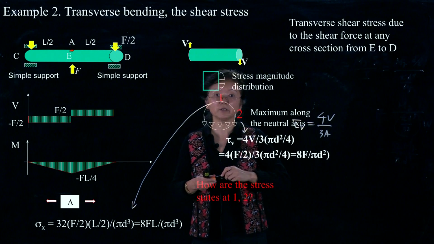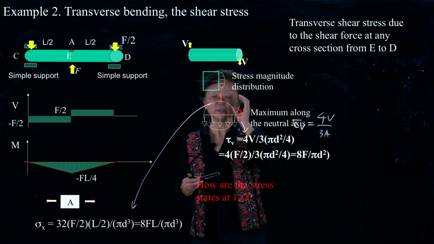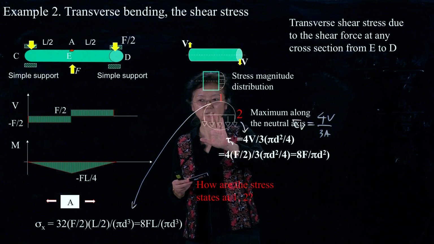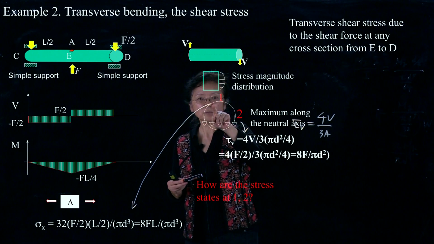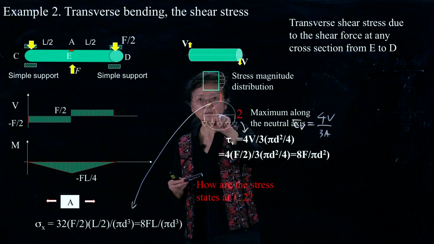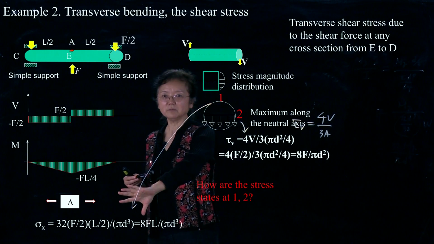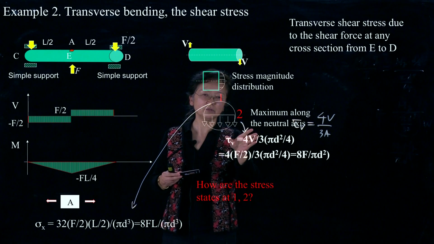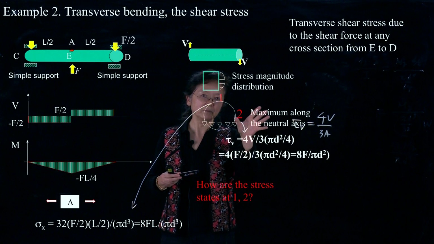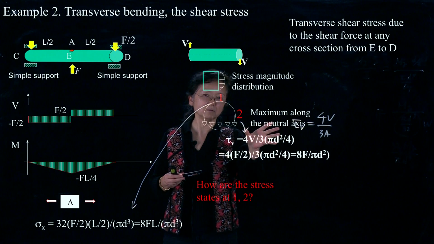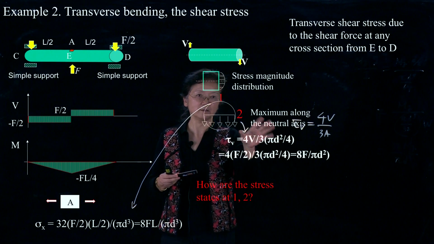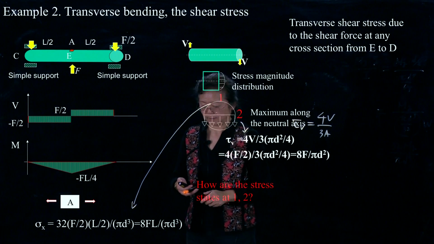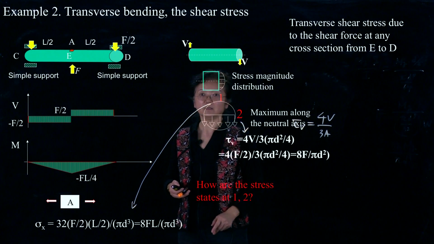So we have to be very clear. These are 2 different things. So even at the same cross-section, at different points, we have different results. We are interested in point 1 because at point 1, we have the maximum bending normal stress. We are also interested in point 2 because at point 2, we have the maximum transverse shear stress. Okay, so 2 different things. Okay, this is the end of the second part.